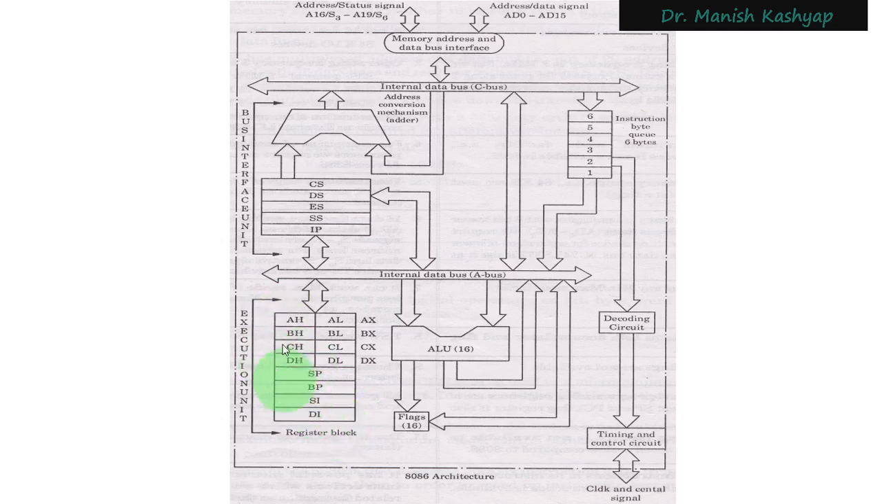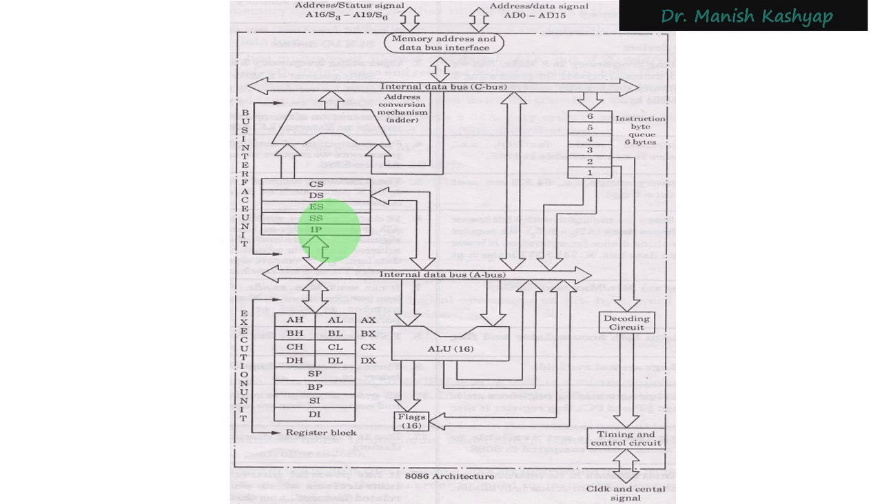So this is a register stack, which looks familiar. Now, if you see the upper portion of this particular circuit, you can see that there are other registers also: CS, DS, ES, SS, and IP. These are called code segment, data segment, extra segment, stack segment, and instruction pointer. This instruction pointer is similar to program counter in 8085. So it will hold the address of next instruction to be executed.